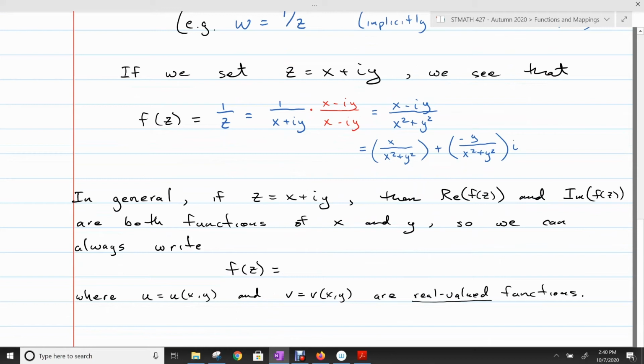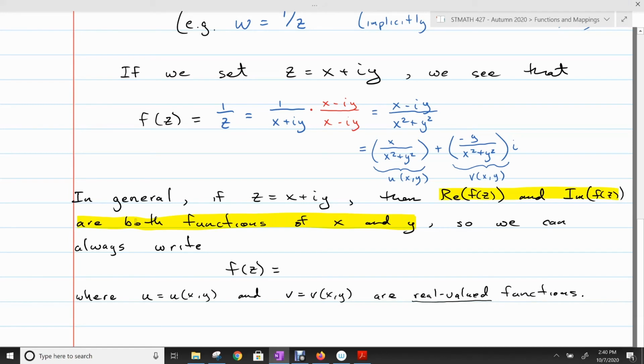And when you do it this way, when you take your function and you put x plus iy in place of z and then you separate the function value into its real and imaginary parts, you get two functions. Typically, the real part we refer to as u of x comma y, and the imaginary part we call v of x comma y. You notice that the real part and the imaginary part are both functions of x and y.